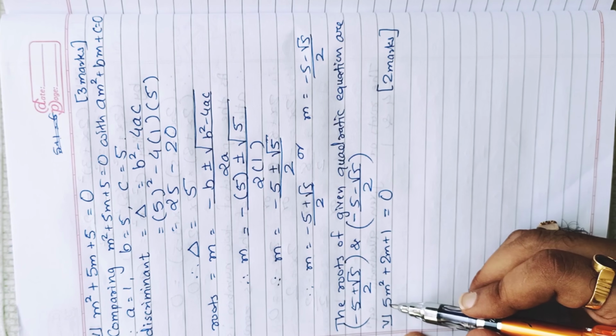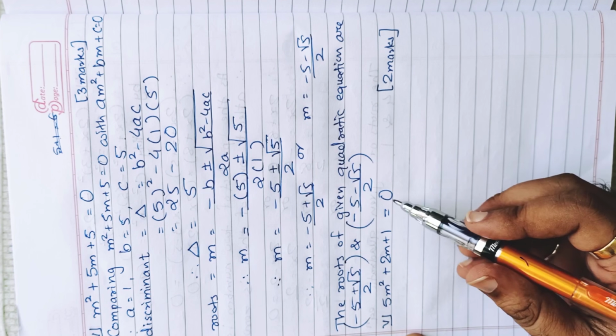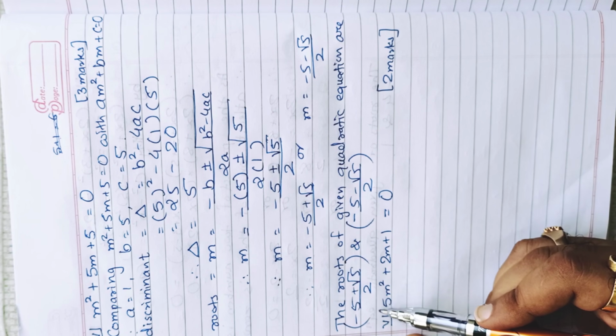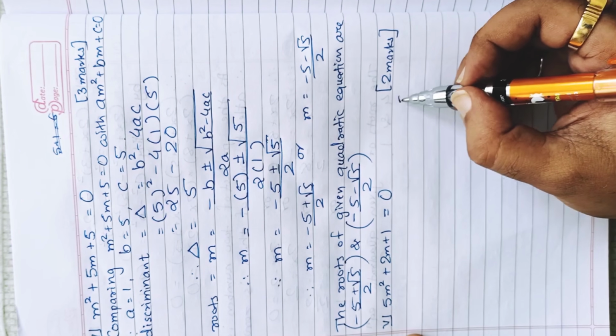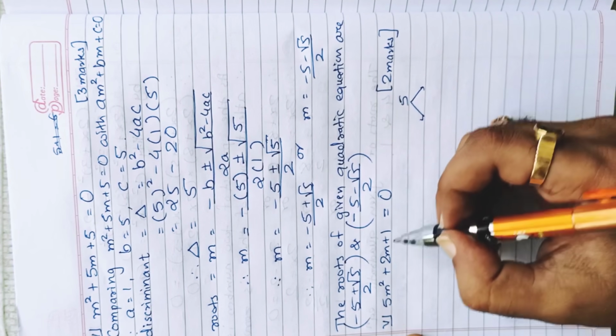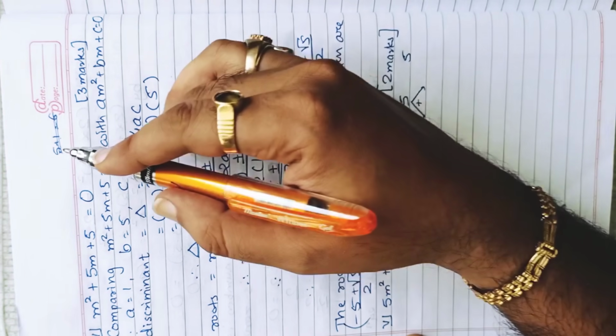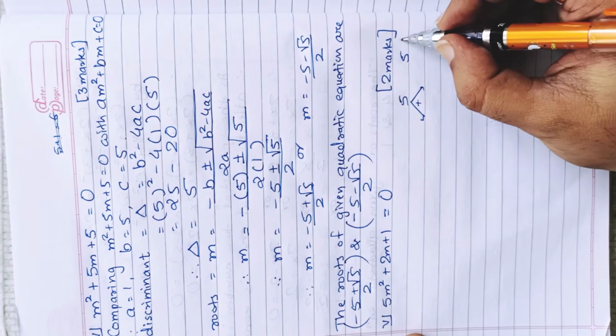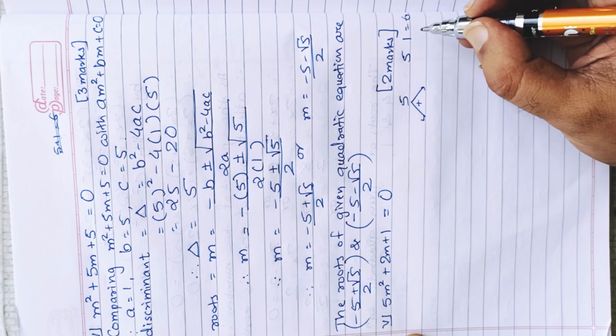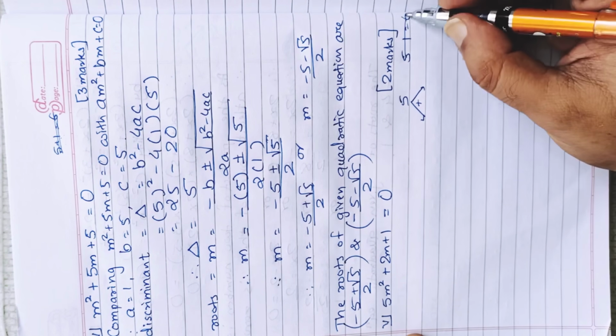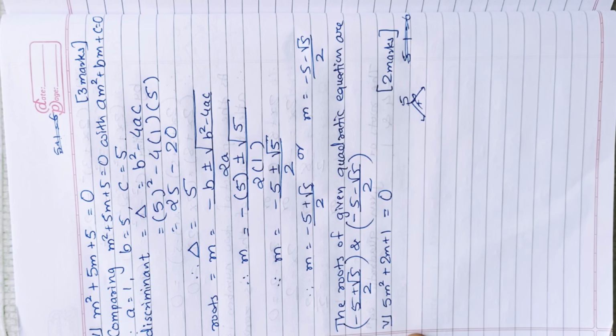The fifth sum, 5m square plus 2m plus 1 equal to 0. Make two parts of 5 whose addition is 2. Now we know 5 has only one factor: 5 ones are 5 and their addition is 6. And do we need 6? No. So definitely it is not applicable by the oral method of factorization. So now what do we have to do?